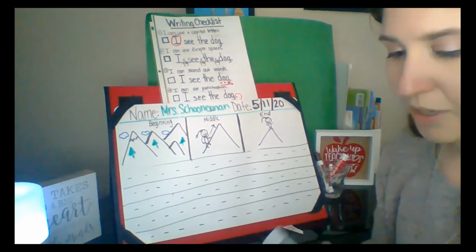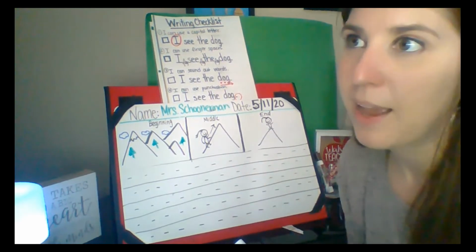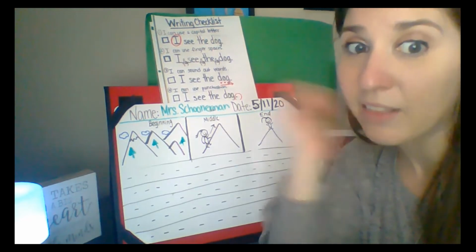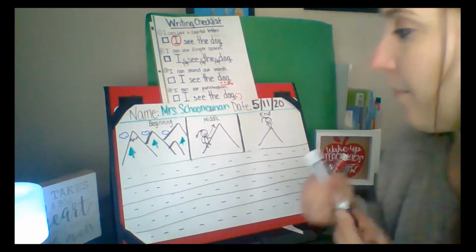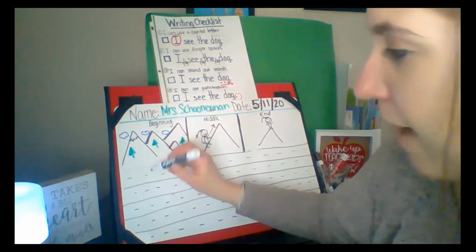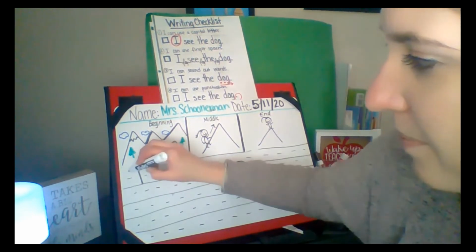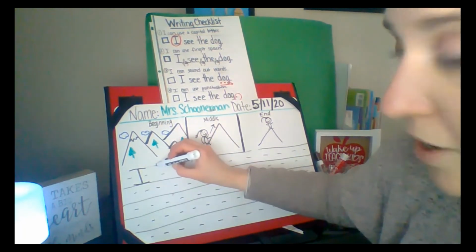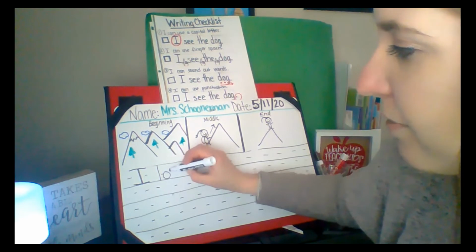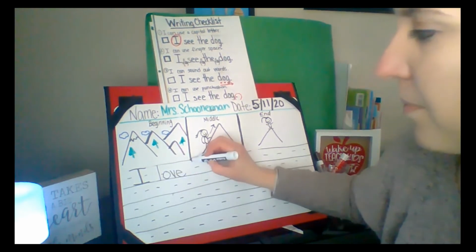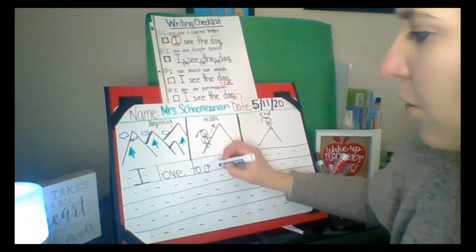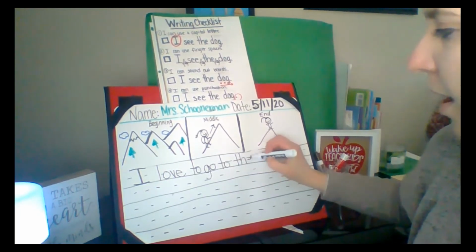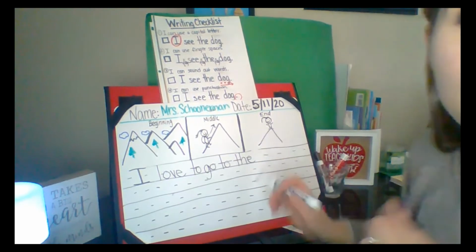All right, so my story goes like this. I know I need to think about my words before I start writing them. So my story is going to be, I love to go to the mountains. So I'll start my sentence with a capital. I, finger space, because I'm starting a new word, love, to go to the mountains.